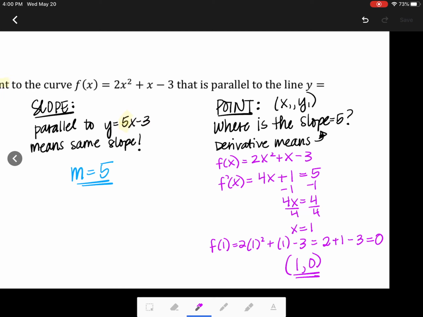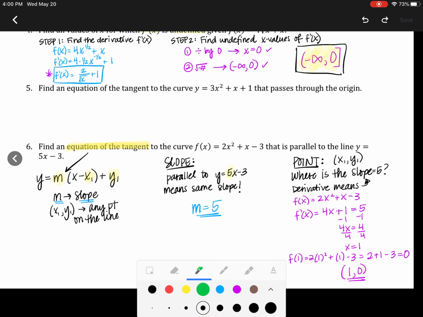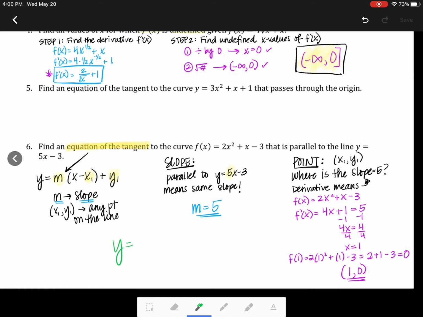That is our point. So let's step back for a sec. We know that we're looking for the equation of a tangent line, and we have that equation right here. All we needed for that equation was a slope. Well, there it is. And a point. Well, there it is. So let's put these two together. y equals our slope of 5, x minus x1 plus y1.